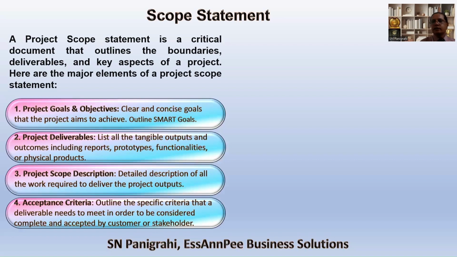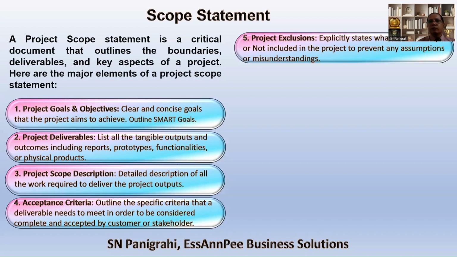And then acceptance criteria means what are the quality norms or the criteria through which the customer may accept or reject the output. So that criteria must be well defined. Then we have project exclusions. Here, one example I will give you. What is a project exclusion?